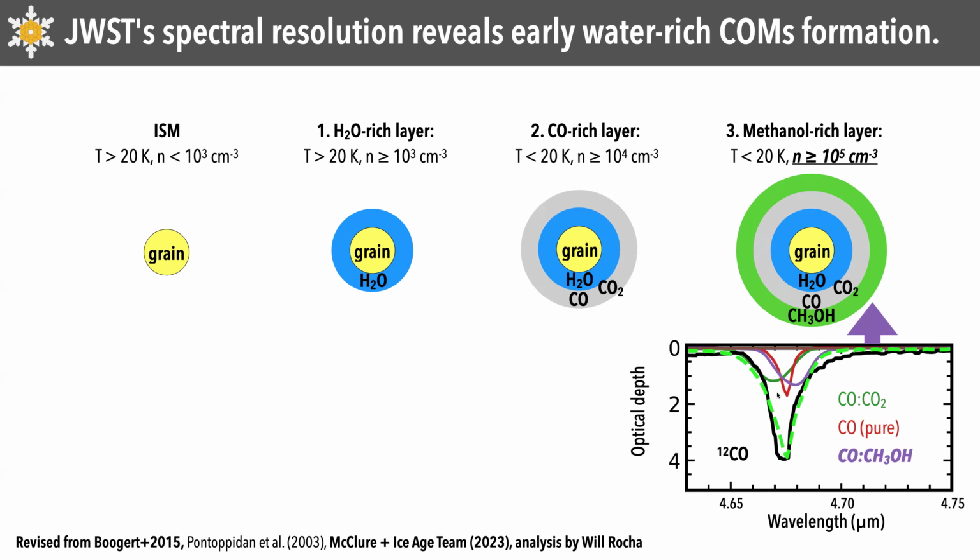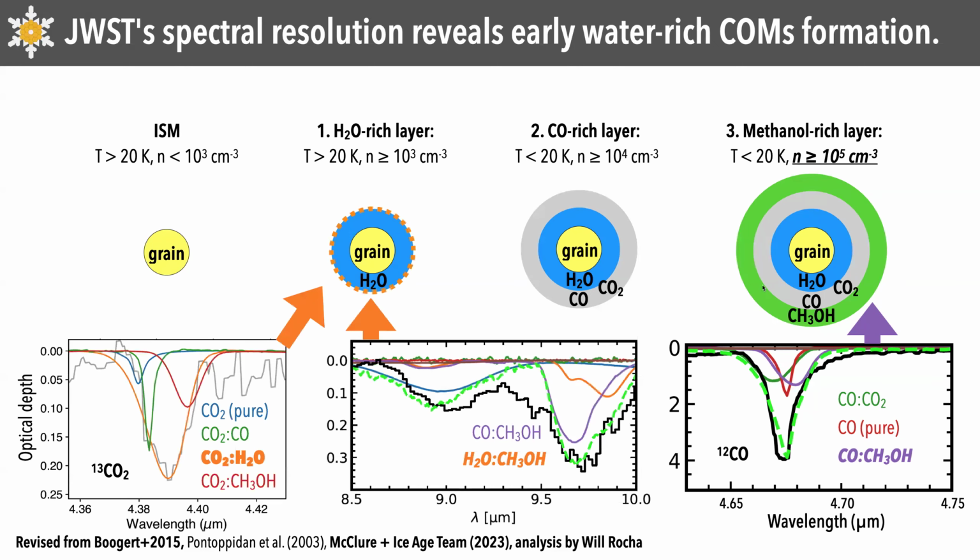And in looking at our observations, we can actually fit each of these features with different blends of ices. So we can fit this with a pure carbon monoxide component, and then a component that's carbon monoxide mixed with carbon dioxide, and a component that's carbon monoxide mixed with methanol. So we can definitely see this stage, which is what we expected. But if we look at other features, so this is right here around 9.5 microns, this is a methanol feature.